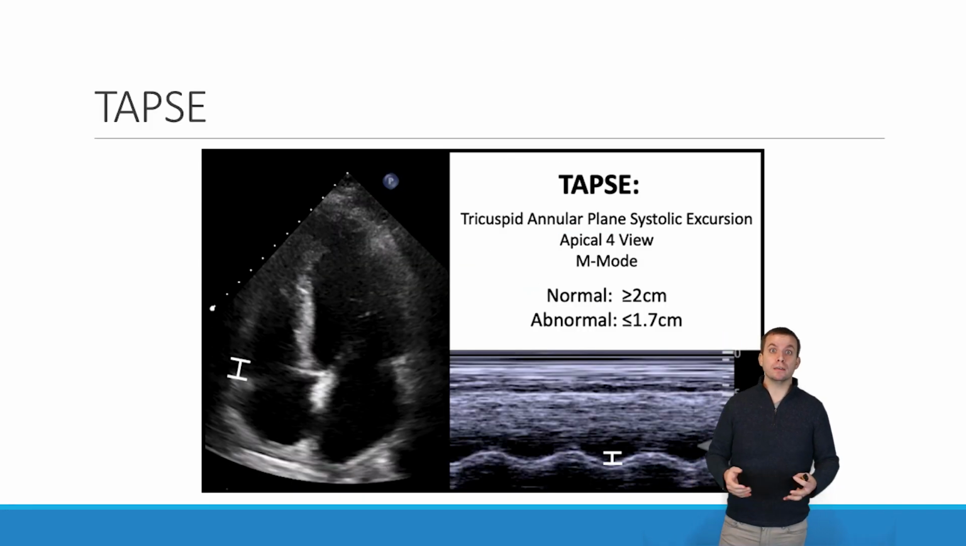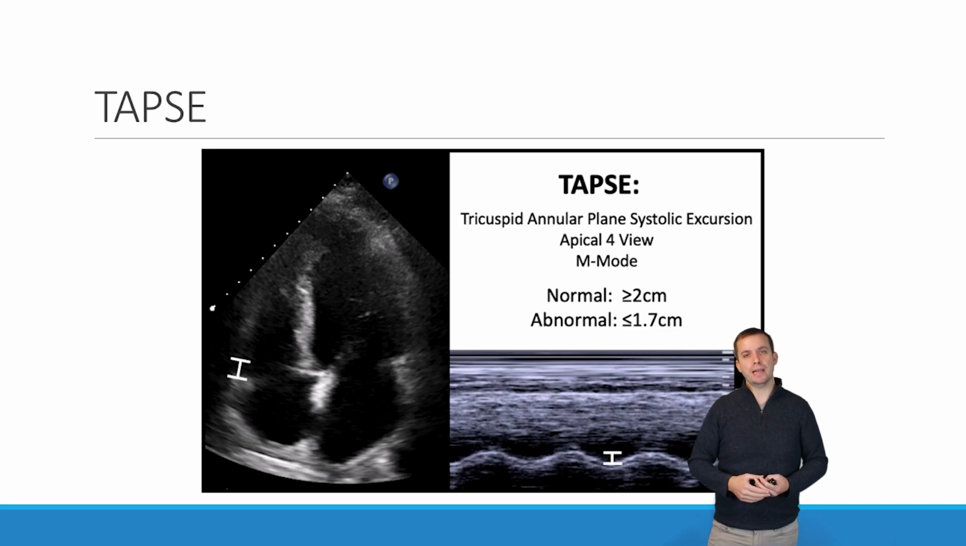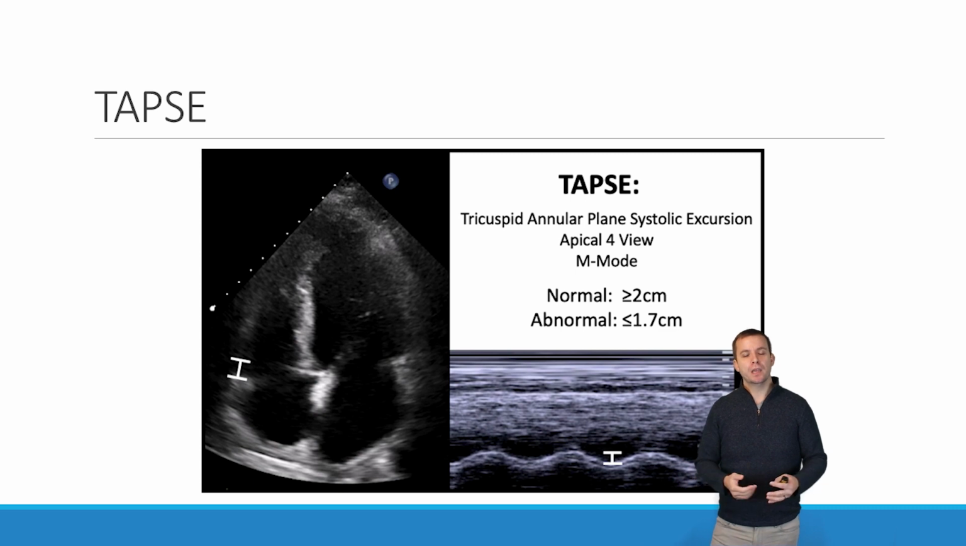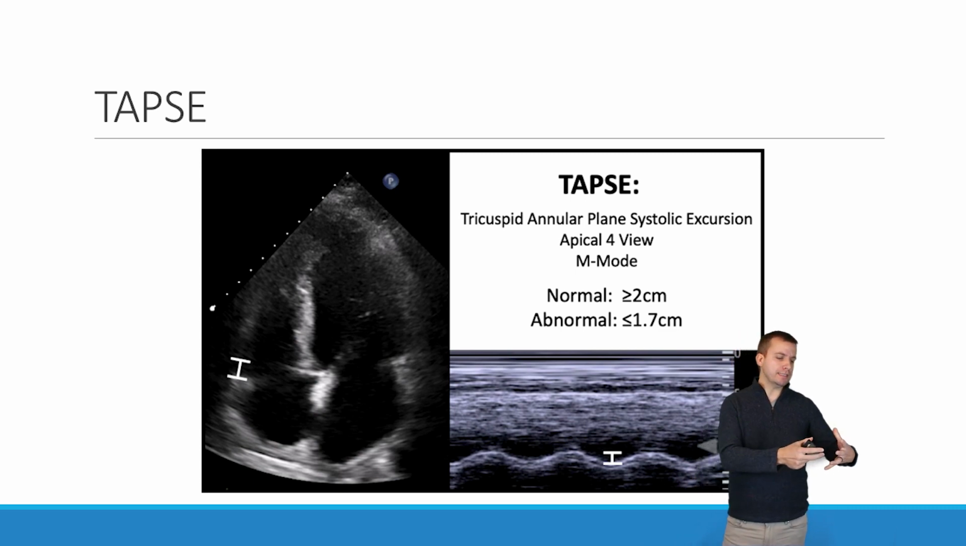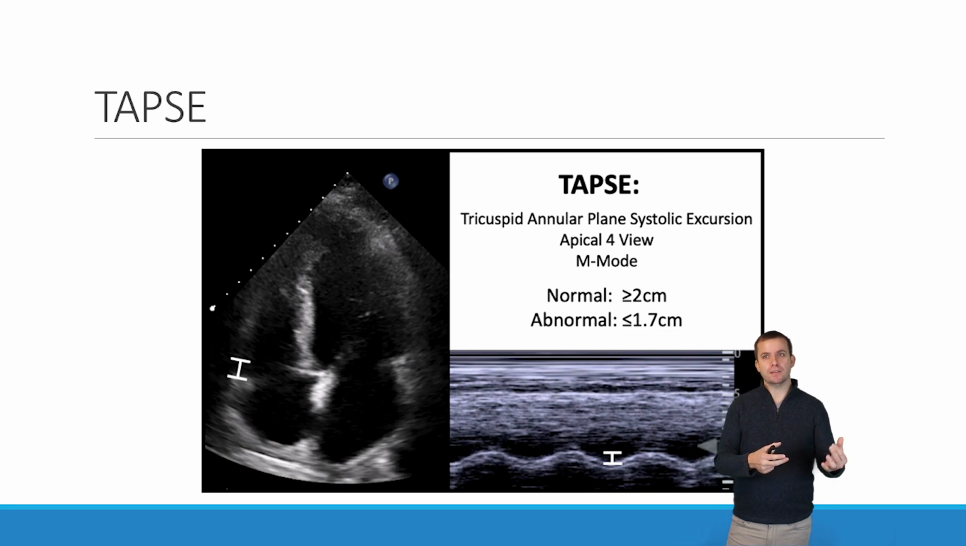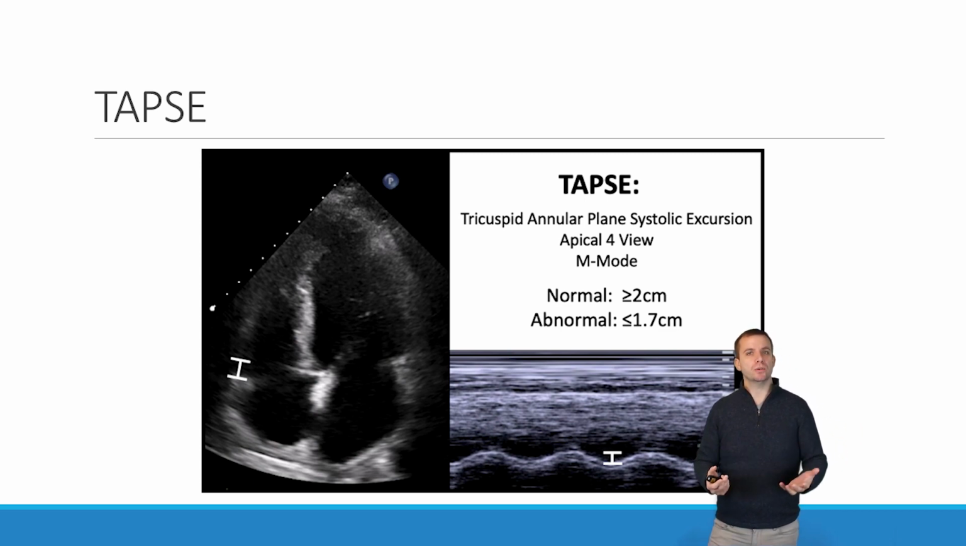The number one that we use is TAPSE. TAPSE stands for tricuspid annular plane systolic excursion. It's the base of the tricuspid valve, which is the annulus. Plane because it's in 2 dimensions. It's in your apical 4 view. And then you look at how much it moves during systole. In systolic excursion, the idea is that during systole, because the RV free wall shortens, it doesn't contract concentrically, it just shortens on this plane, and you measure how much it shortens during systole.